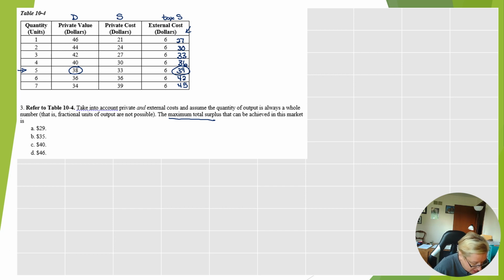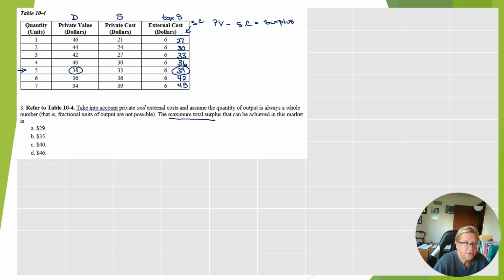So if we look at this, we can ask, how much surplus do we have prior to that? We're going to take the private value minus the new column we created. I'll call it the social cost column. The private value minus the social cost is going to give us the surplus.